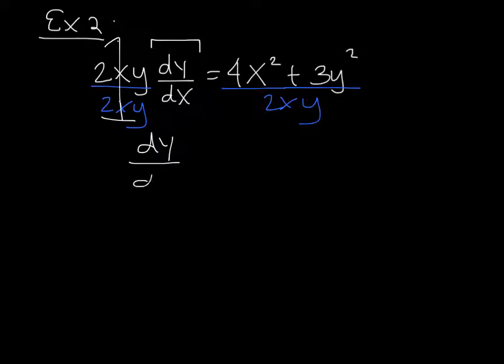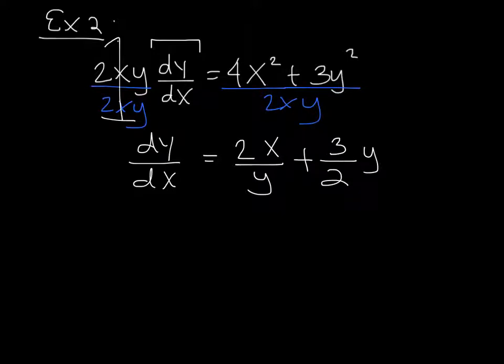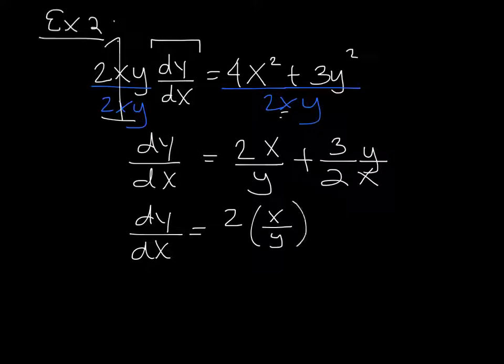So dy/dx is equal to, and then we can split these guys up. So let's see, we get 2x squared over x is just x over y plus 3 halves y, oh, actually over x. Over x, because there's an x in the denominator. And I'm going to just rewrite this. I'm going to write my 2 out here, and then x over y plus 3 halves, and again, this is really y over x.